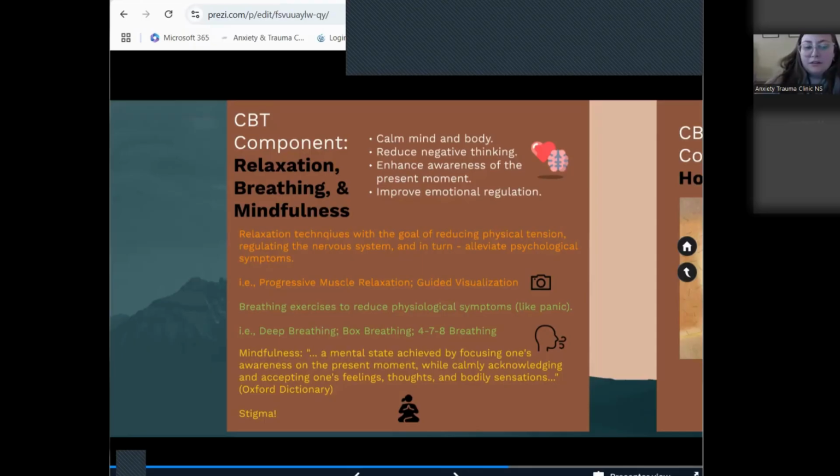The way that the Oxford Dictionary defines mindfulness is a mental state achieved by focusing one's awareness on the present moment while calmly acknowledging and accepting one's feelings, thoughts, and body sensations.